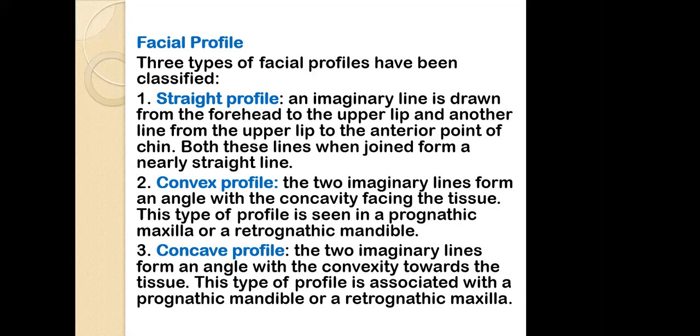So in the straight profile, when you join those 2 lines from the forehead to upper lip to the chin, the line is almost straight. So that's a straight profile. Then there's the convex profile. The 2 imaginary lines form an angle with the concavity facing the tissues. Yes, concavity, you know concavity.